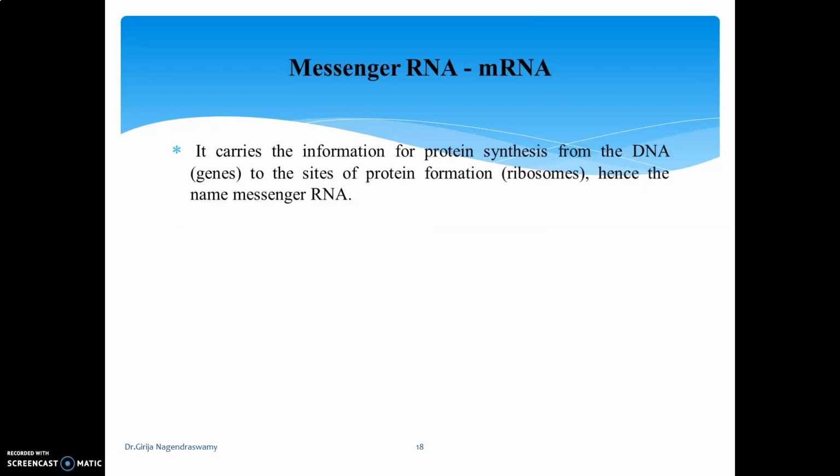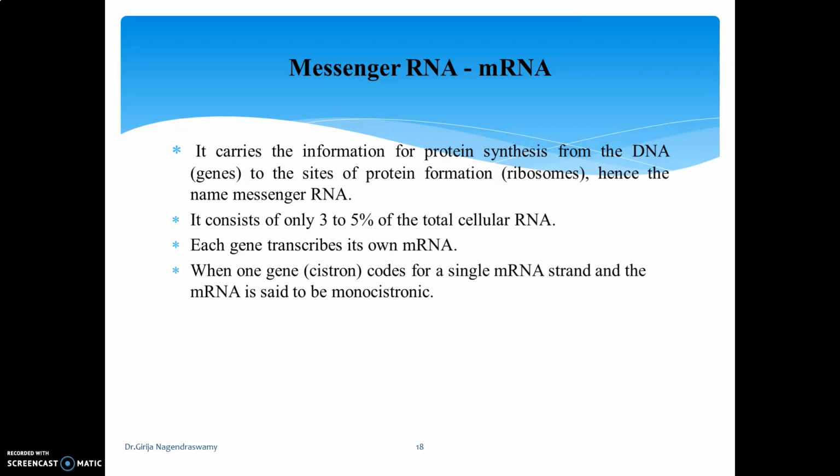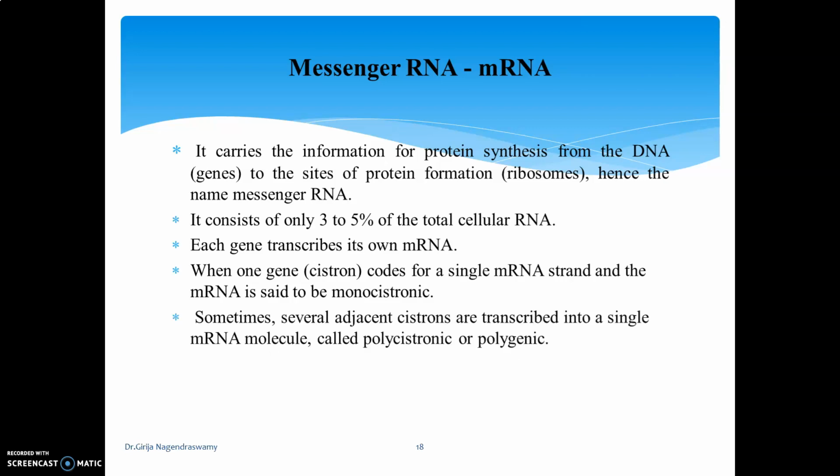Messenger RNA. It carries the information for protein synthesis from the DNA to the sites of protein formation, hence the name messenger RNA. It consists of only 3 to 5% of the total cellular RNA. Each gene transcribes its own mRNA. When one gene codes for a single mRNA strand, the mRNA is said to be monocistronic. Sometimes several adjacent cistrons are transcribed into a single mRNA molecule called polycistronic or polygenic.